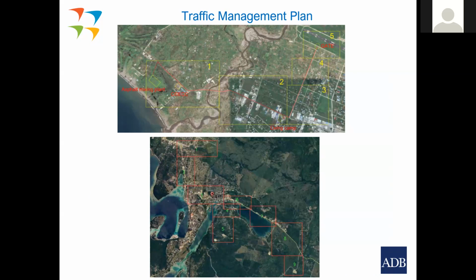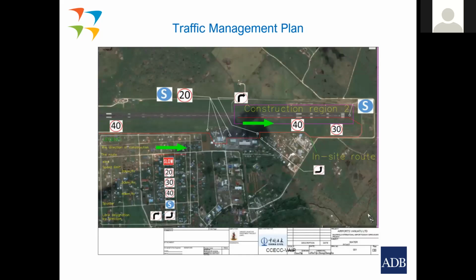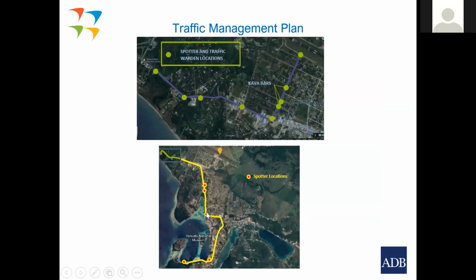And even at the site itself, this is the traffic management plan for the actual site area, to show the speeds that vehicles are going to go, the direction of traffic, where people are posted, where watches are posted to warn local communities. So here we have the spotter traffic, identifying where the spotter traffic is for the different transport locations.